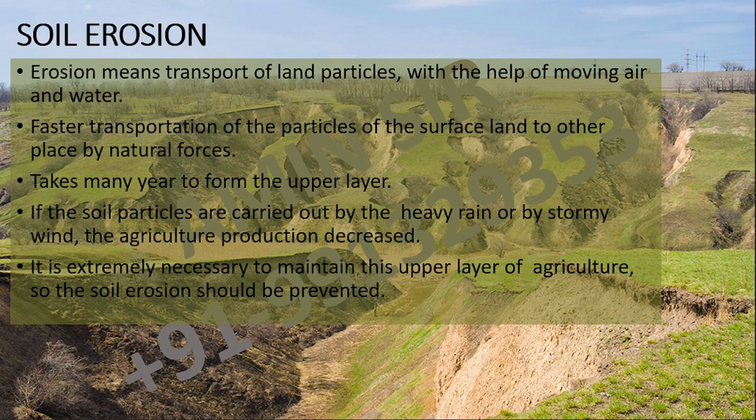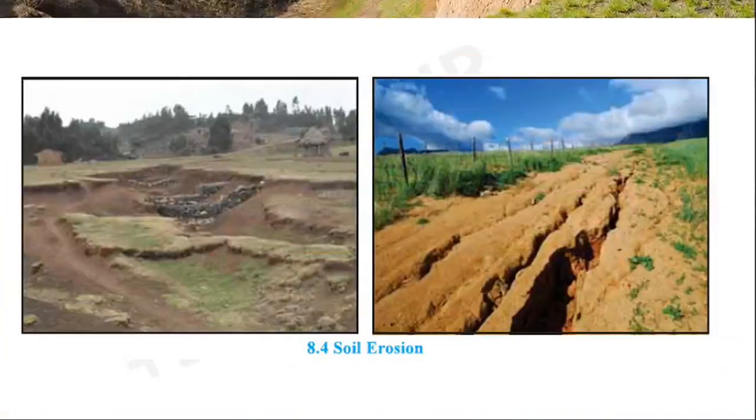But as soil erosion increases, it takes the upper layer with it, and definitely agriculture production decreases. It is extremely necessary to maintain this upper layer, so soil erosion should be prevented. We definitely need to maintain the upper layer of the land to maintain our agriculture.